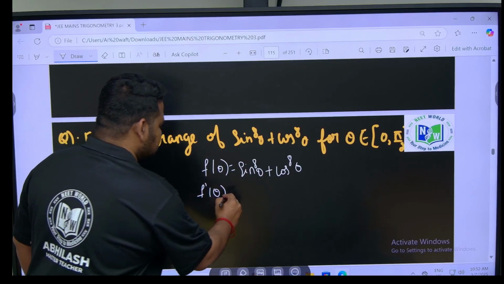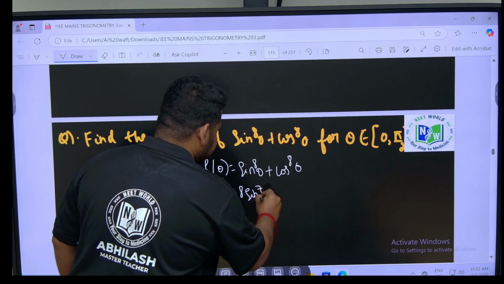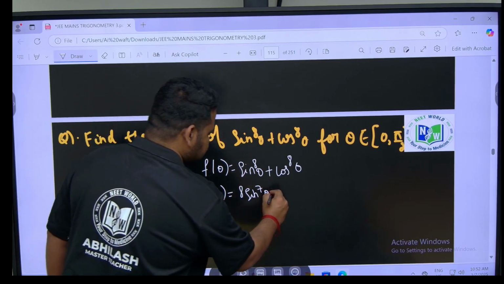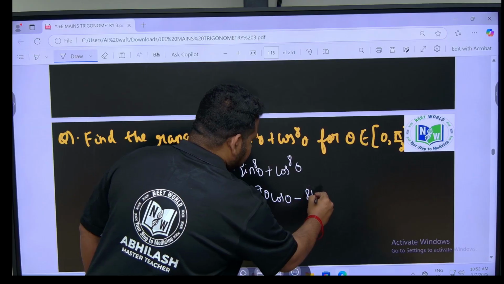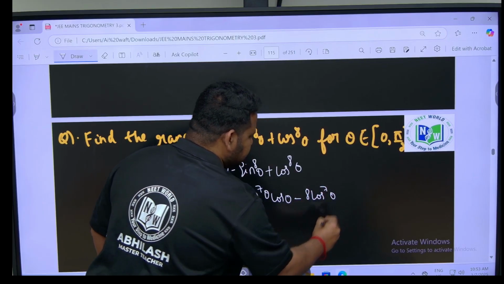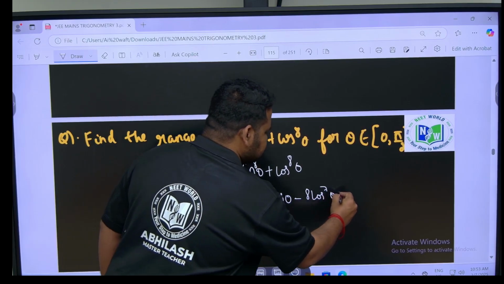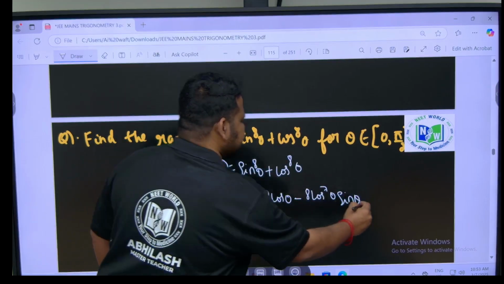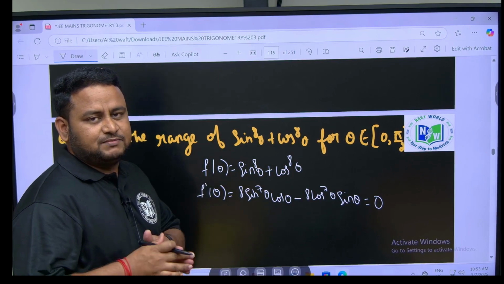So this will be nothing but 8 times sin to the power of 7 theta, chain rule, times the derivative of sin theta, which is cos theta. Then minus 8 times cos to the power of 7 theta, and the derivative of cos is minus sin theta, that's why I have written minus here. Got it, friends? This we have to equate to 0. I told you that for maxima and minima you have to equate the first derivative to 0.